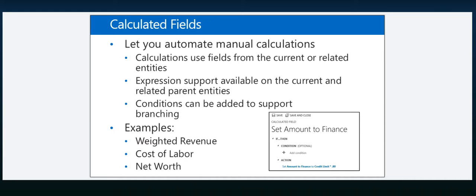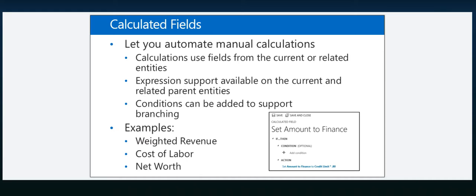So you, for example, can create a rated revenue, which basically would be the estimated revenue times the probability. The probability is usually set as a percentage of how likely an opportunity is to close. So the rated revenue would be the estimated revenue times the percentage likely to close. So if it's $100,000 and you are 80% sure that it's going to close, then the weighted revenue is $80,000. You could also calculate the cost of labor or net worth based on all the task activities, all the information that's been put into the system, and calculate information on that.